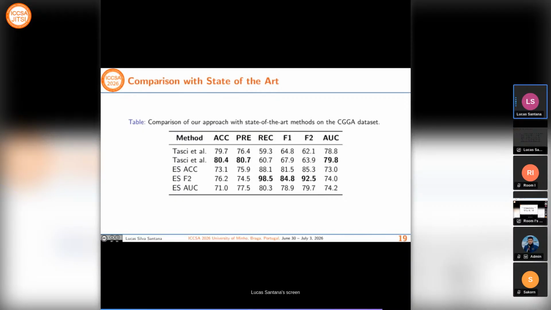We also compare our method with the state of the art on the CGA dataset. And the method by Tassi achieved the highest accuracy, precision, and AUC, but our ensemble optimized for F2 improved the recall, increased to 98.5%. As a result, it also got the highest F1 score and F2 score among all the methods we test. And these results show the advantage of this kind of optimization. Because in clinical application, maximizing recall is often more important than accuracy, because reducing false negatives helps avoid misdiagnosis, and can improve patient outcomes.